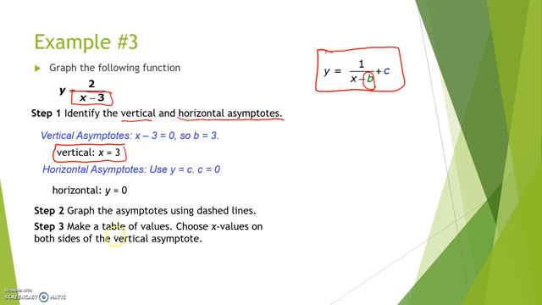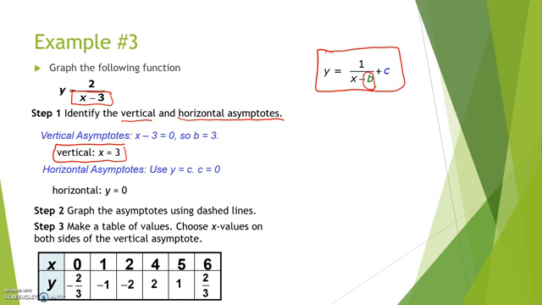We're going to make a table of values. We choose some x values on both sides of the vertical asymptote, so x values on both sides of 3: some negative values and some positive values. Here we have x is 0, 1, 2. Notice we did not include 3 because 3 is my vertical asymptote. So I did 0, 1, 2, 4, 5, and 6.